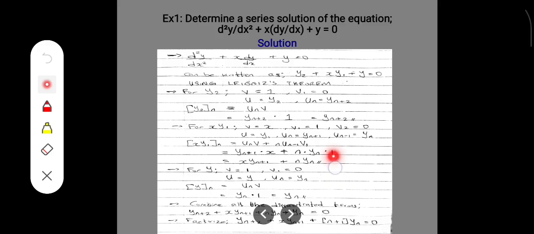And for the third term in the equation, which is y, our v is also equal to 1 and our v subscript 1 is equal to 0.